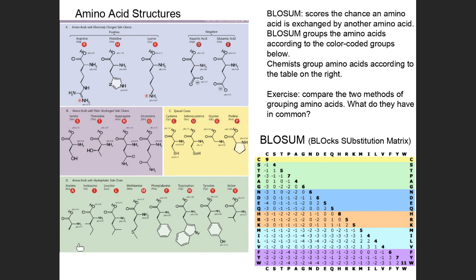So what's special about tryptophan? One of the things that is special is that it's really large. And then these guys that have these rings, they're special too. So normally they will tend to substitute by something that is like them.